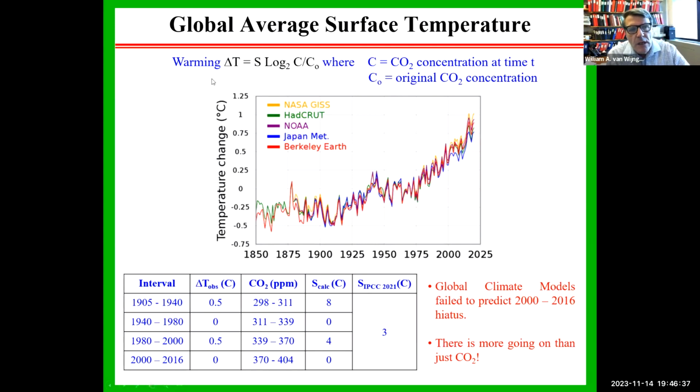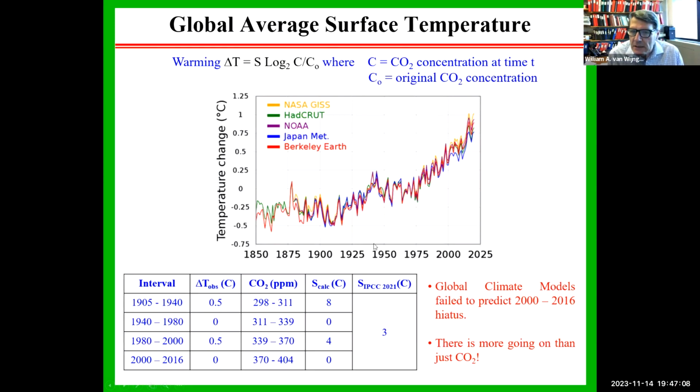So for CO2, the warming, the increase in temperature delta T, is the thing called the climate sensitivity S times the logarithm of the concentration of CO2 divided by the concentration at some earlier time. And this logarithm is to base 2. Basically what it says is, if I double the concentration of CO2, so C is 2C naught, delta T is S. So the question is, what is the climate sensitivity?